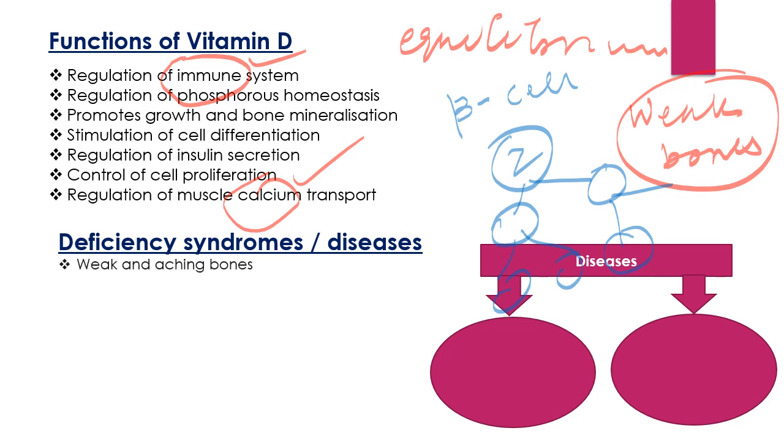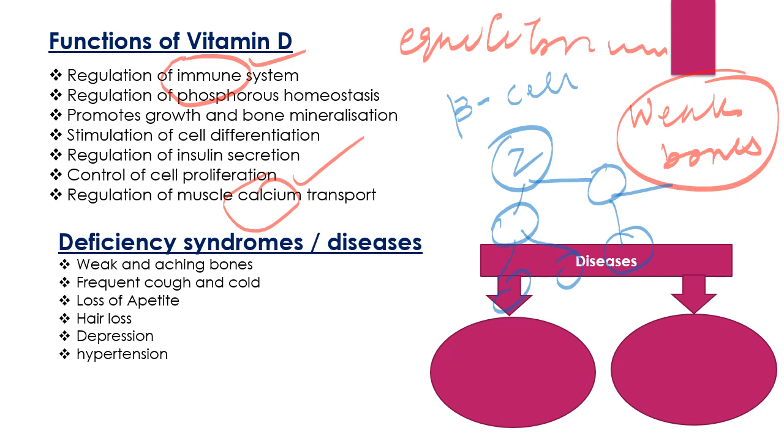Look at the deficiency diseases. Weakened arching bones. Arching bones means bending of bones. Continuous cough and cold takes place. Loss of appetite. Lastly, hair loss takes place. Depression, hypotension also takes place. Look at the diseases caused by vitamin D deficiency. There are two kinds of diseases: osteomalacia and rickets. Rickets occurs in children and infants. Osteomalacia occurs in adults. Now move to the next slide.